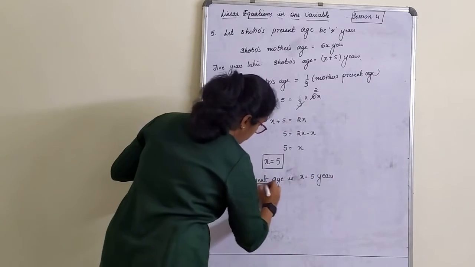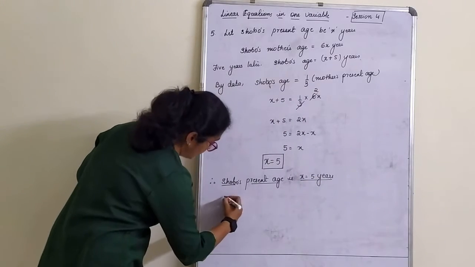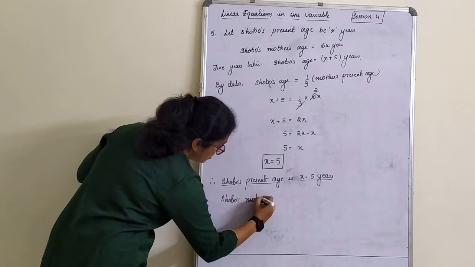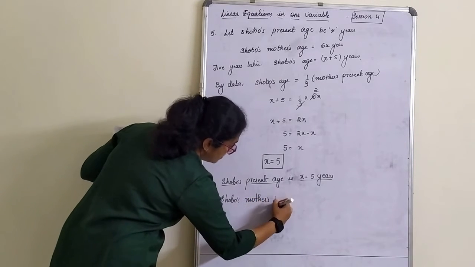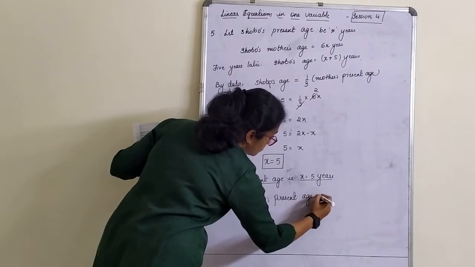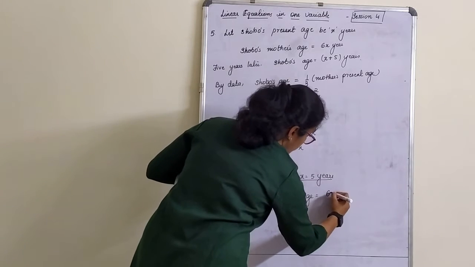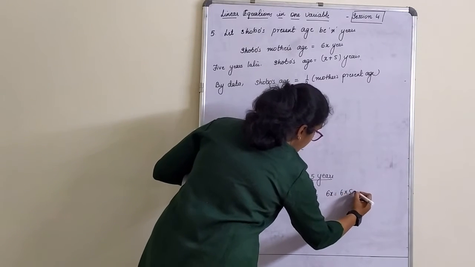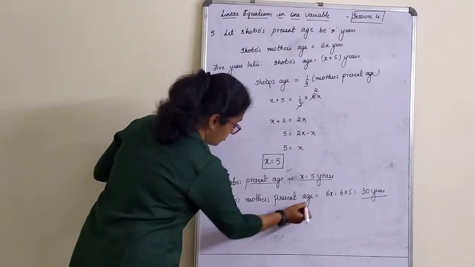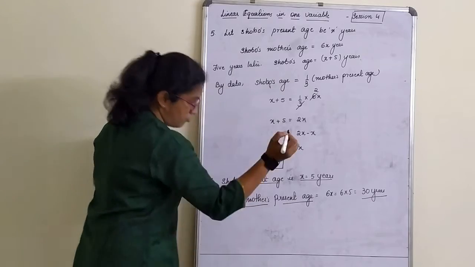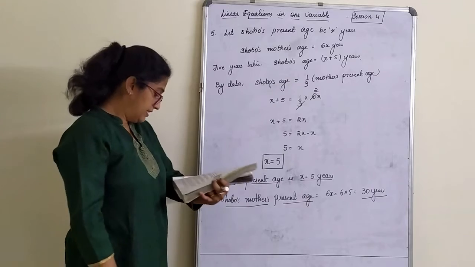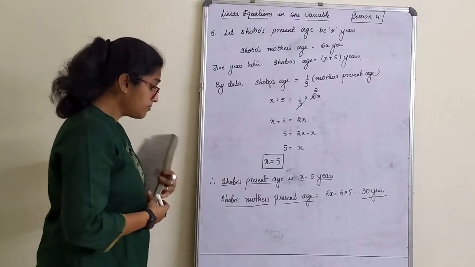So, Sobo's present age is x equals 5 years, and Sobo's mother's present age is 6x, that is 6 into 5, 30 years. So Sobo's mother's present age is 30 years. Okay? So, 5 years and 30 years. Very clear? Yes. So, we'll quickly go with the next one.